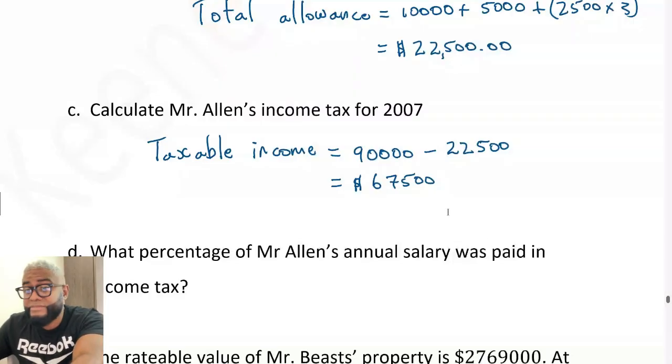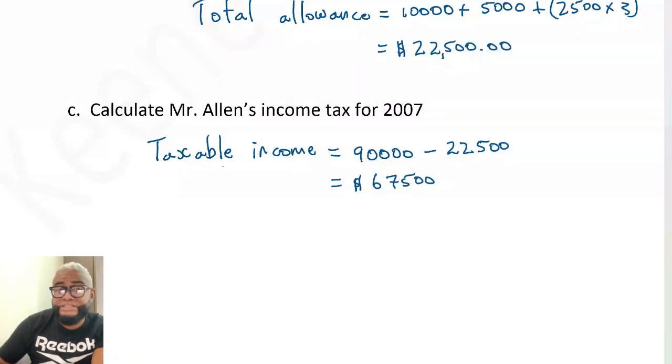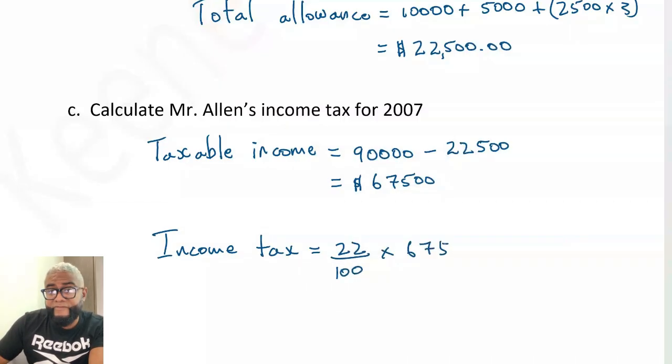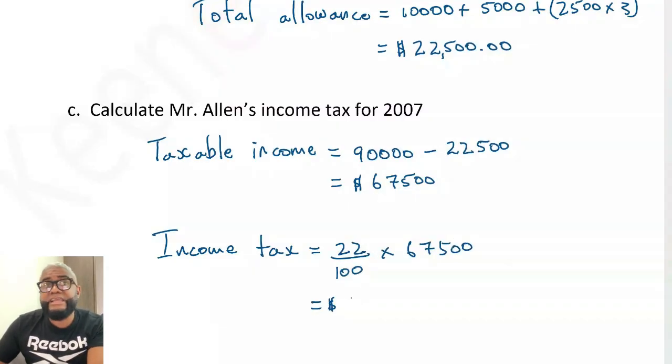So we need to work out his income tax. Income tax is 22% of this, right? So income tax would be equal to 22 over 100 multiplied by 67,500. How much is Mr. Allen's income tax? 14,850. That's it.